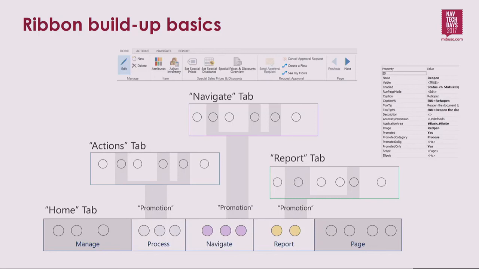The navigate tab, or the related info items tab, contains actions whose sole purpose is to open a relevant or related page, not a dialogue, and it shouldn't have any apparent side effects. And then finally the report tab, which is for actions for running reports, either directly or through a request page or dialog page. And then there's just a small example I pasted in here of reopening. The reopen action is sitting in the process promoted category, and it is set to promoted only. So that's how we move them around inside the code.